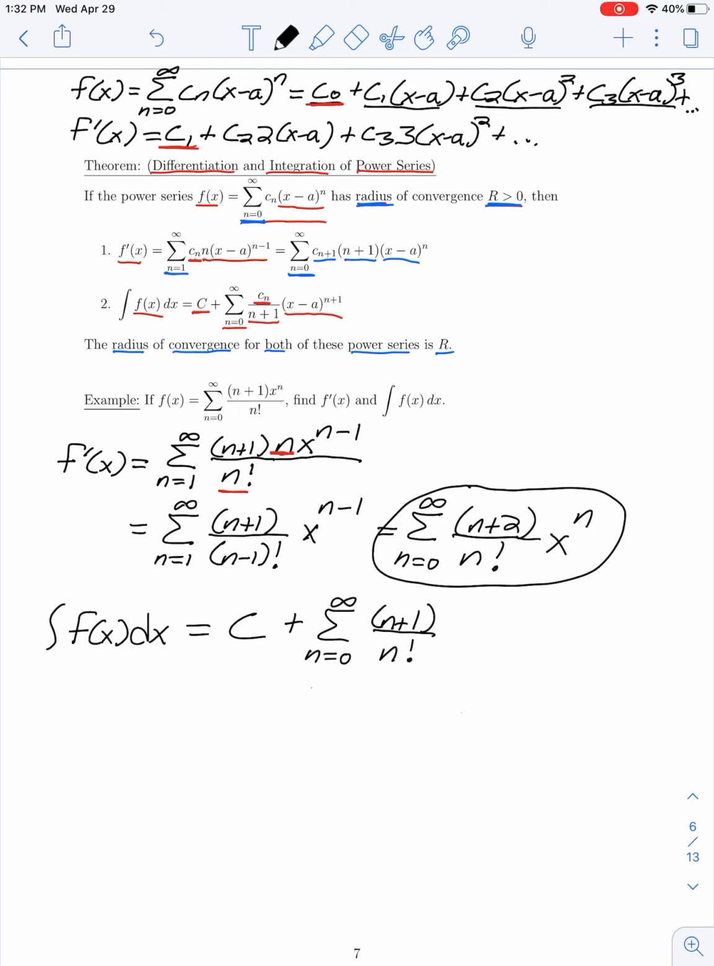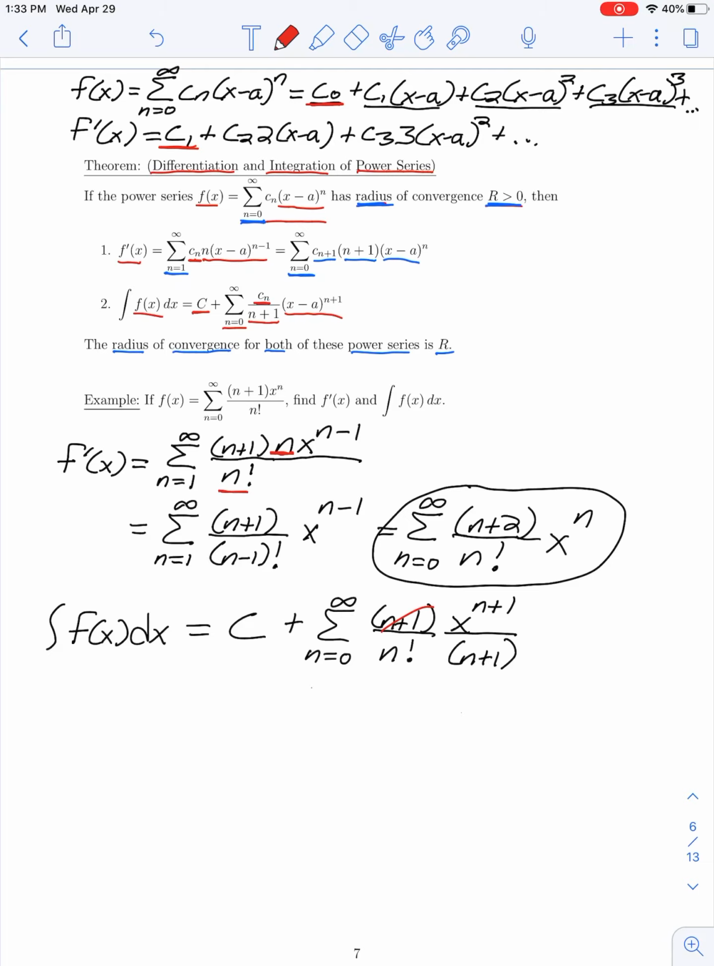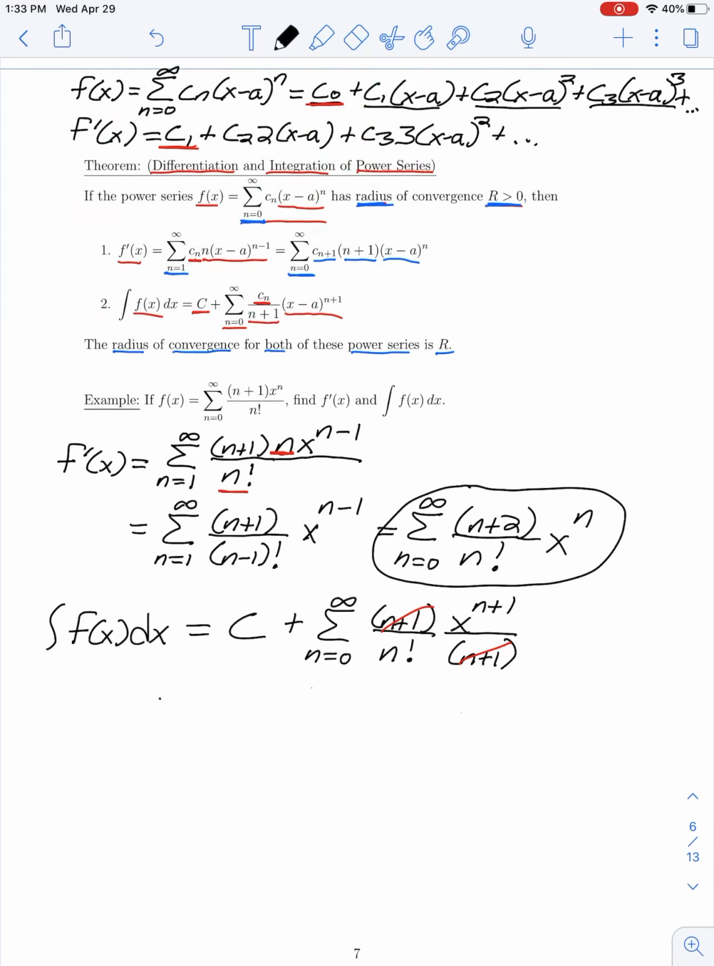and then the antiderivative of x to the nth power becomes x to the n plus 1 over n plus 1. So we see here that to simplify, we could cancel a factor of n plus 1 on top and bottom, and we are left with a constant of integration plus the sum from 0 to infinity of x to the n plus 1 divided by n factorial. So this would be a power series representation of the antiderivative.